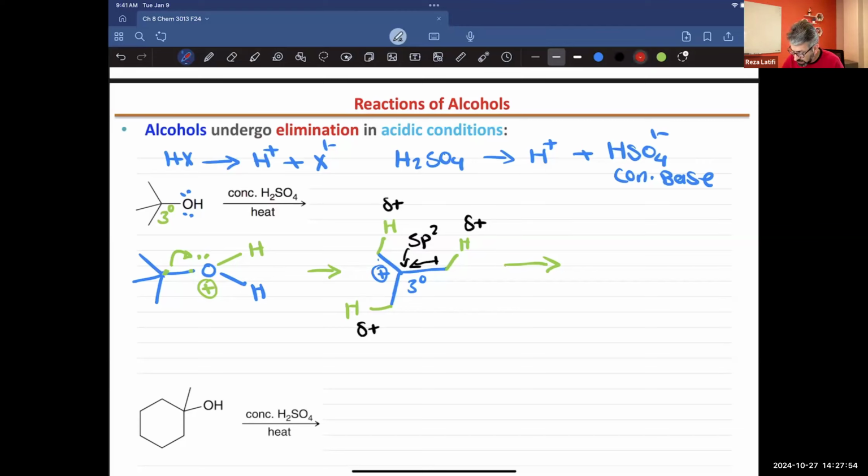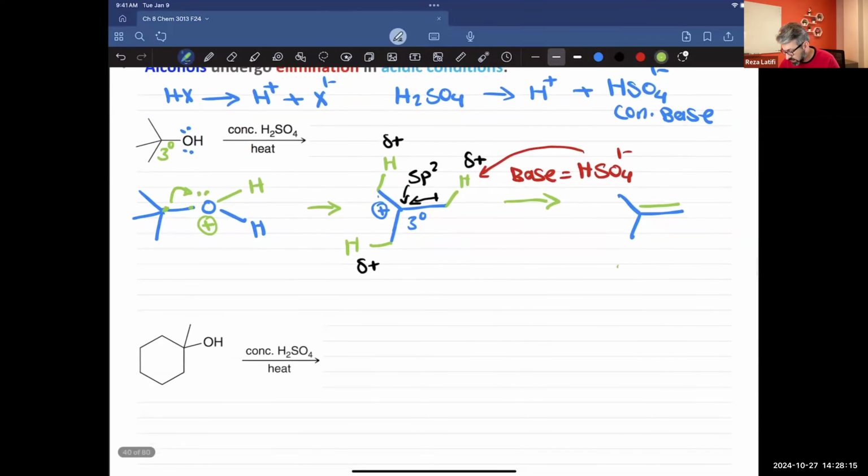And what's the base here? Our base is going to be HSO4 minus. That's going to be the base. The base is going to go after one of these hydrogens and take it out of the system, and we will get such a product. Okay, now we got a double bond there, and this one gave us an alkene.